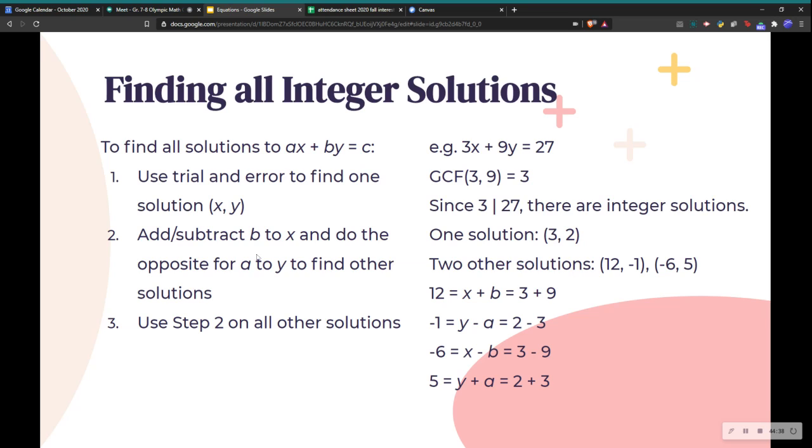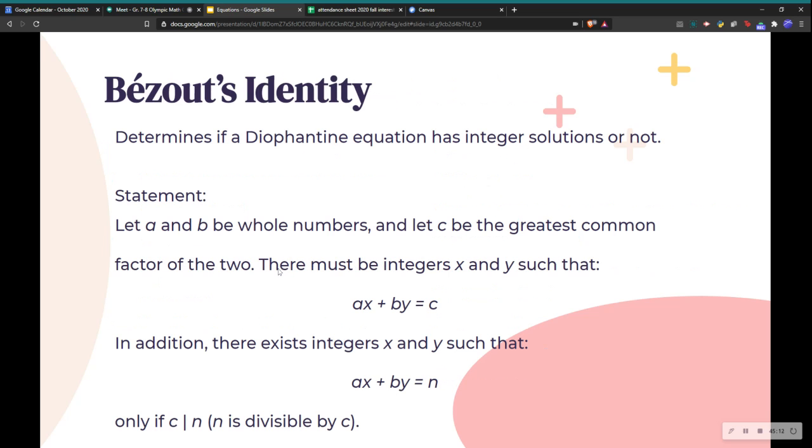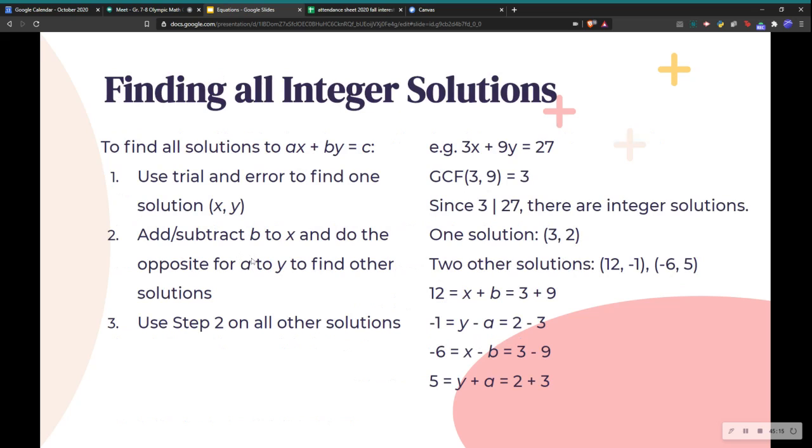Now to get other solutions to this equation, you can add or subtract b to x, so x plus b or x minus b, and do the opposite with a to y. Say I have x plus b. For y, I have to do y minus a. And if it's x minus b, I have to do y plus a. So you do that to find the other solutions. So x plus b will be the new x for a different solution, and y minus a would be the y for that solution as well.